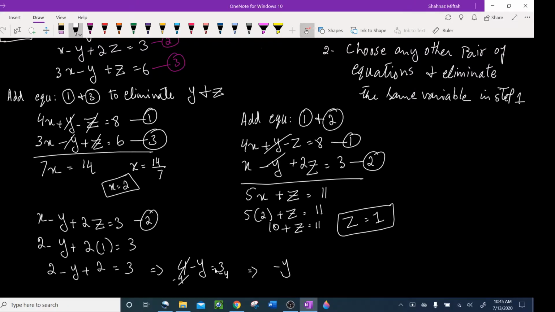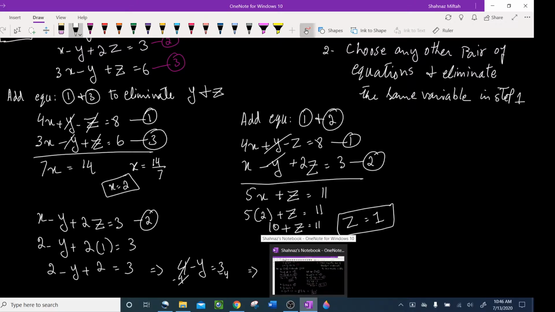So I got negative, and don't forget the sign. Every term has a sign on the left, and you're going to keep it. Now, this is not acceptable. Any negative sign with a variable that is by itself is not acceptable. So you can either divide or multiply by negative, and I'm going to get y equal positive 1.